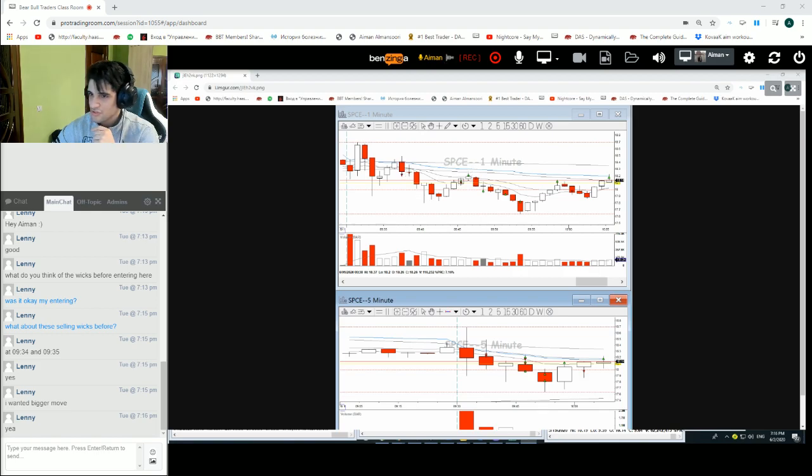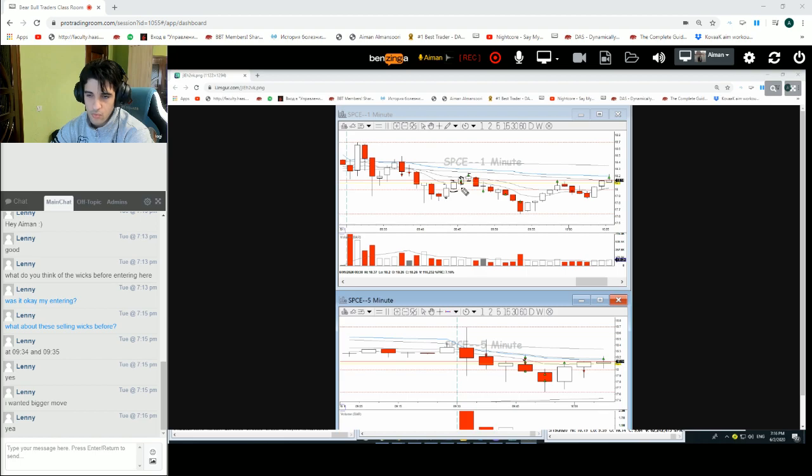Okay, now you see the issue right here. You added below a technical level, below a moving average, which was the 9 moving average in the 5 minute chart or the 20 moving average in the 1 minute chart. But you added when the stock was going up, when it was making higher highs and higher lows. There is still no confirmation to add, right?